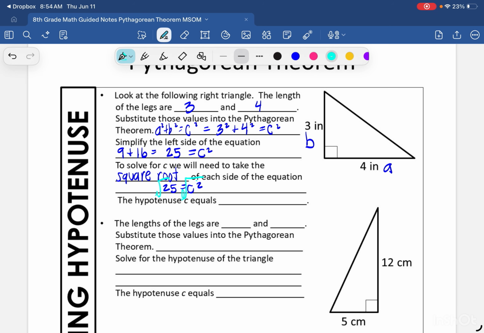Right here, the squared and square root will cancel out. So the square root of 25 equals 5. Technically, it also equals -5, but since we're talking about lengths, we're just going to talk about the positive values. So the hypotenuse C equals 5.